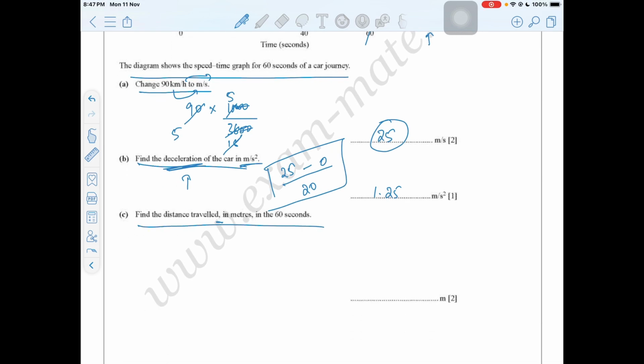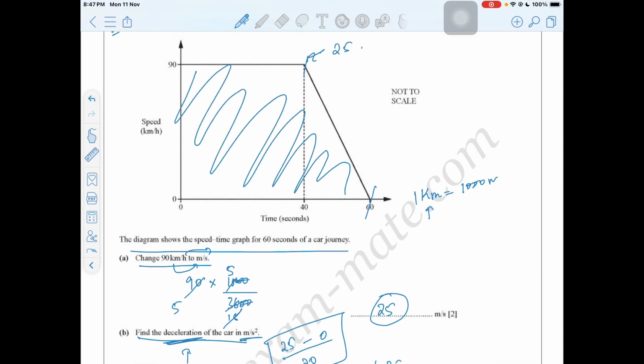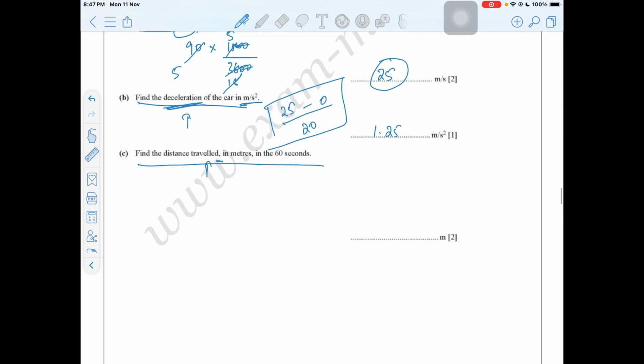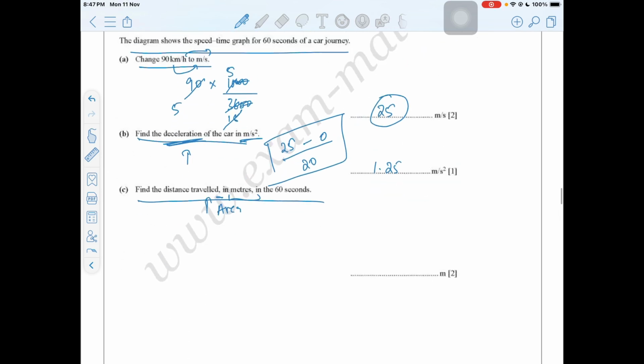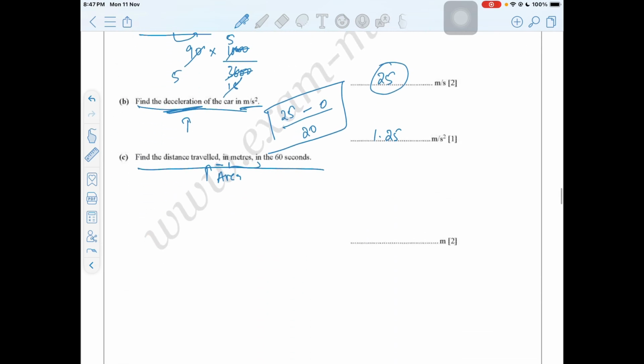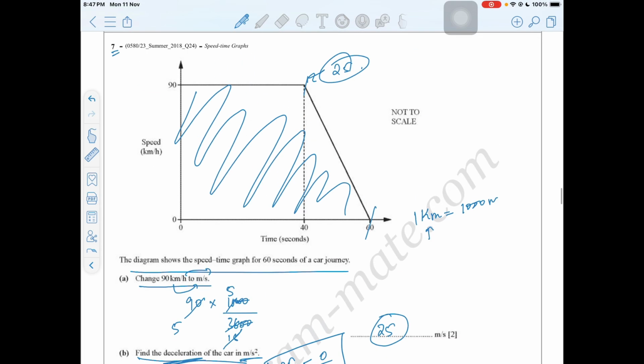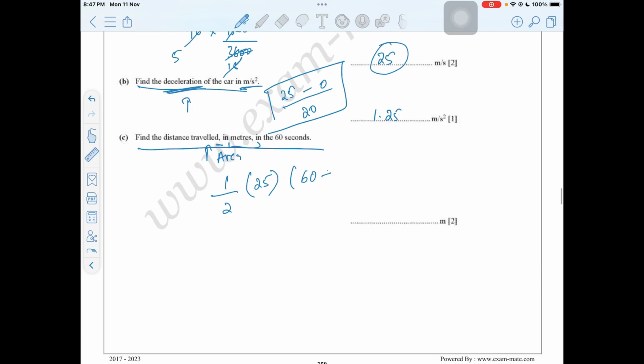Find the distance traveled in meters in the 60 seconds, right? We need to calculate the distance. So for that we need the area, right? Please make sure to keep it in meters, to keep the speed in meters per second. So I will be using again the trapezium's formula. We have the height as 25, we have the whole base as 60 and 40, right? So this would be cancelled out. This would be 50 multiplied by 25, 5 25s are 125, and then 0. So this would be 1250, right?